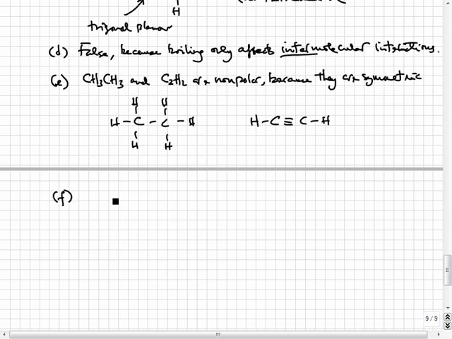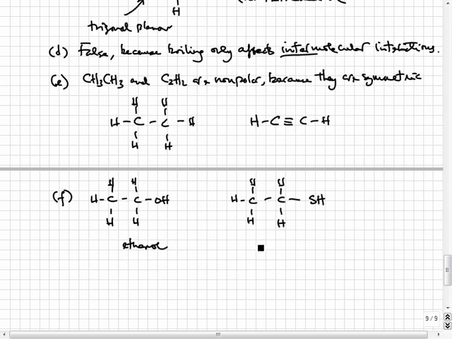F. We draw the structures of both molecules. In ethanol, we have an O-H bond. In ethanethiol, we have an S-H bond. O is more electronegative than S, so the O-H bond is more polar than the S-H bond, and ethanol should be more soluble in a polar solvent like water.